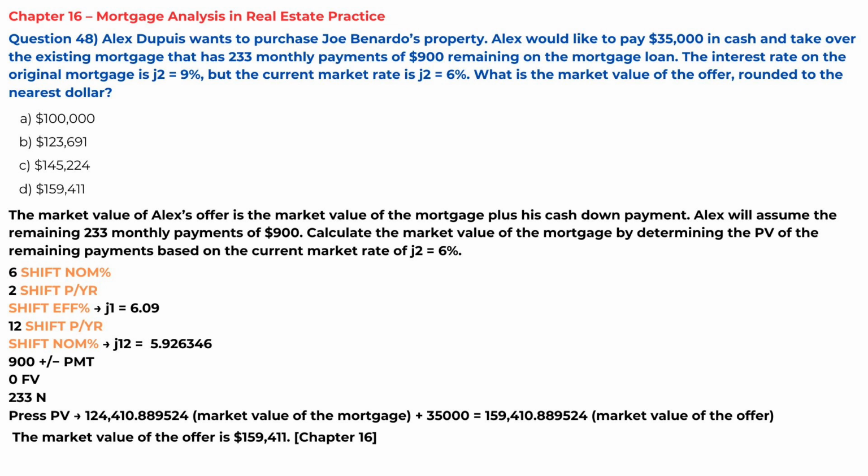Calculator displays J12 equals 5.926346. 900 plus and minus sign, and then press PMT, 0 FV, 233 N. Press PV. Calculator displays 124,410.88954, market value of the mortgage, plus 35,000 equals 159,410.88954, market value of the offer. The market value of the offer is $159,411.